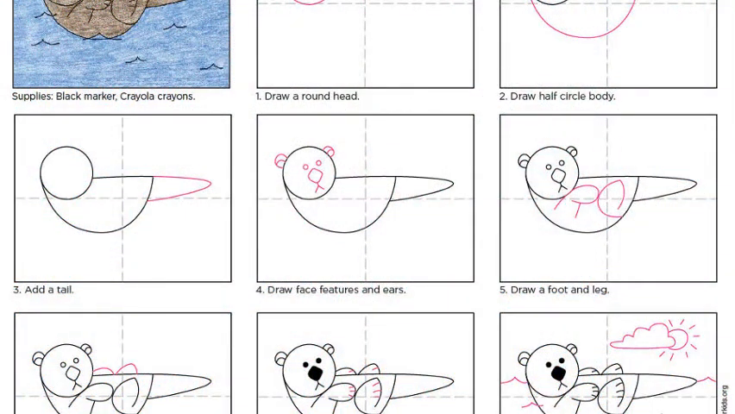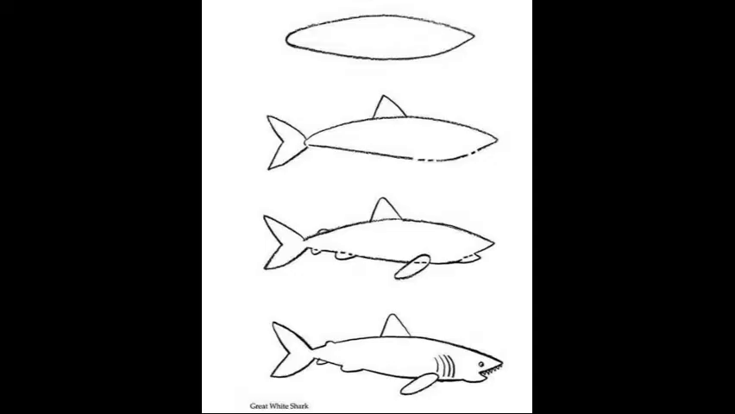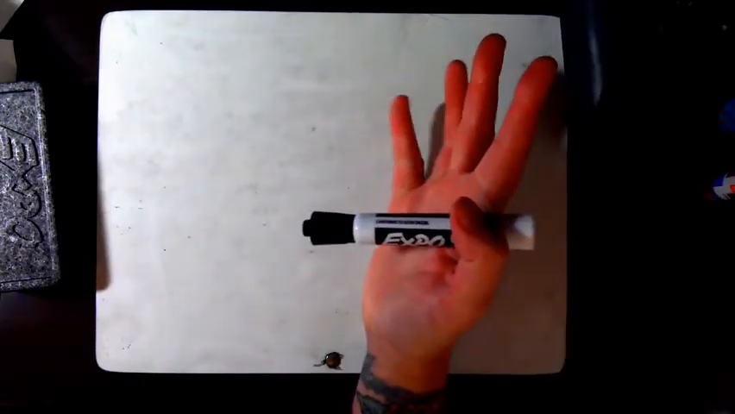We are going to learn how to draw a sea otter using simple step-by-step directions and simple shapes. And then I'm going to teach you how to draw a great white shark. Also, easy step-by-step. Yay, let's draw a sea otter together.